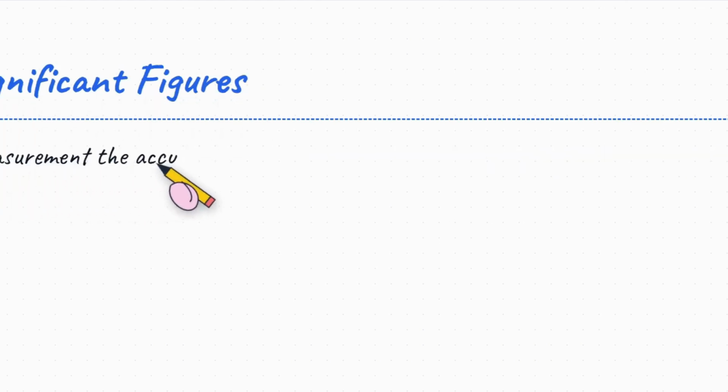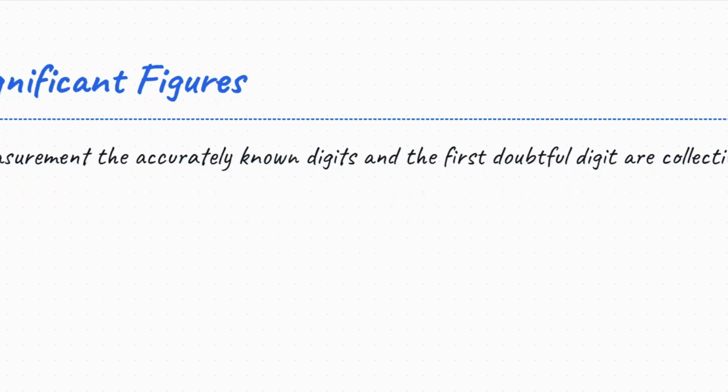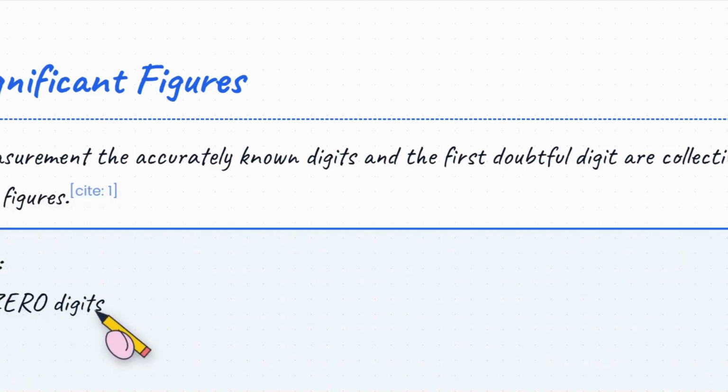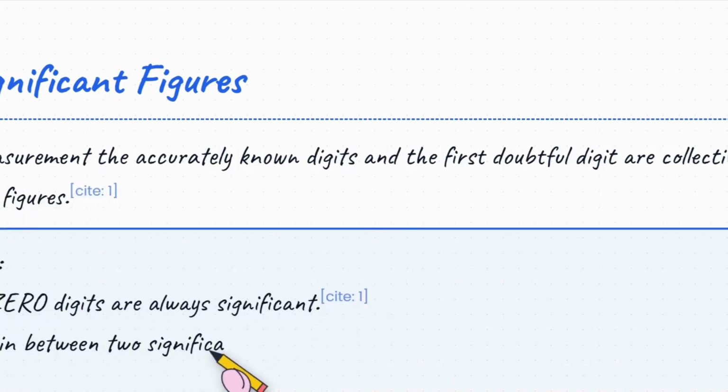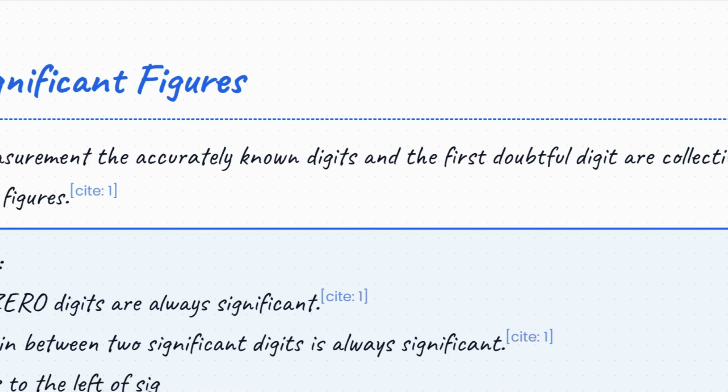Significant figures include all accurately known digits plus the first doubtful digit. Non-zero digits, and zeros between them, are always significant. However, leading zeros are never significant.